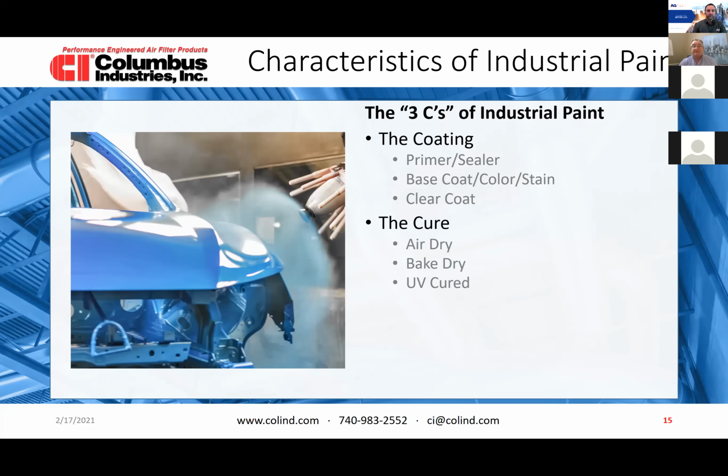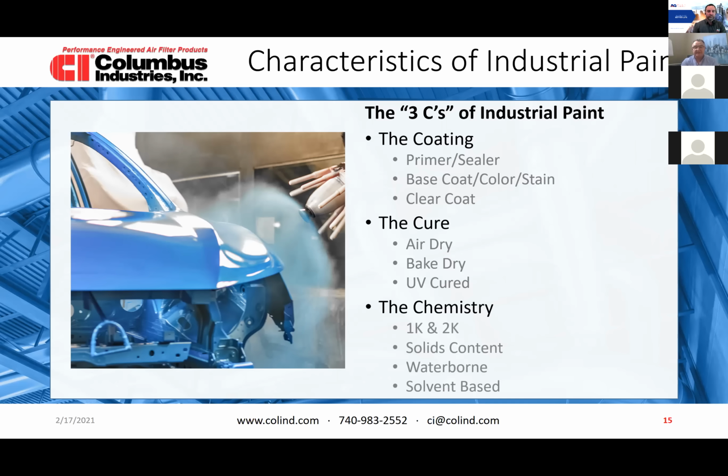The cure, the second C, is what happens to the paint after it's applied. Some of it is just air dried. You just leave it alone and it dries and cures on its own. Some of it is bake dried. And a few of the paints are UV cured, so there is an action that takes place with UV light to cure the paint. The pigments fuse together and adhere to the surface and build that perfect film.